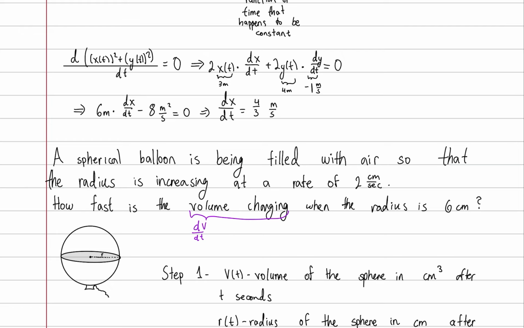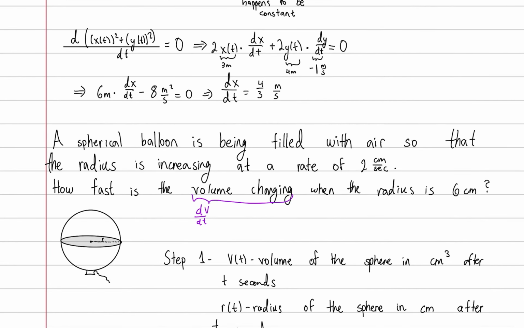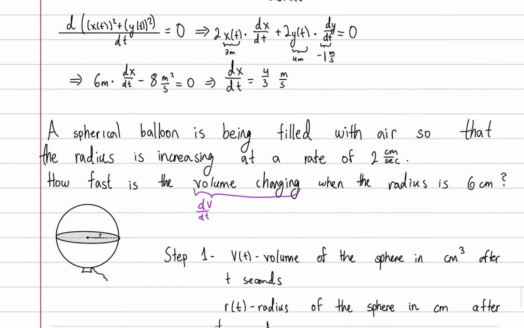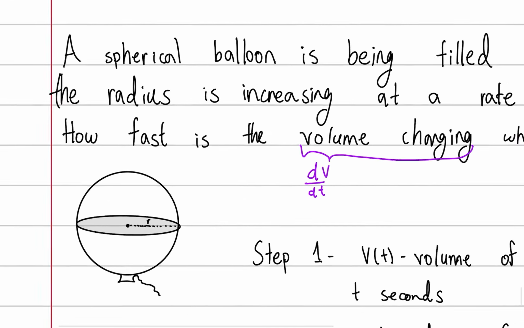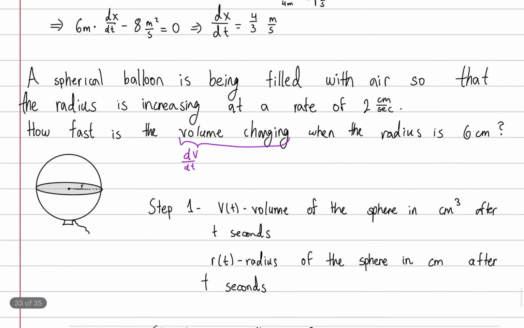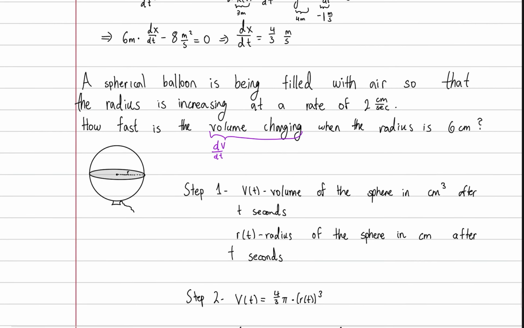So it's asking for dV/dt. The next thing is we should probably draw some sort of diagram, some image of what we're talking about. So here we have a spherical balloon and we have a radius of r. So our first step should always try to be to label everything.